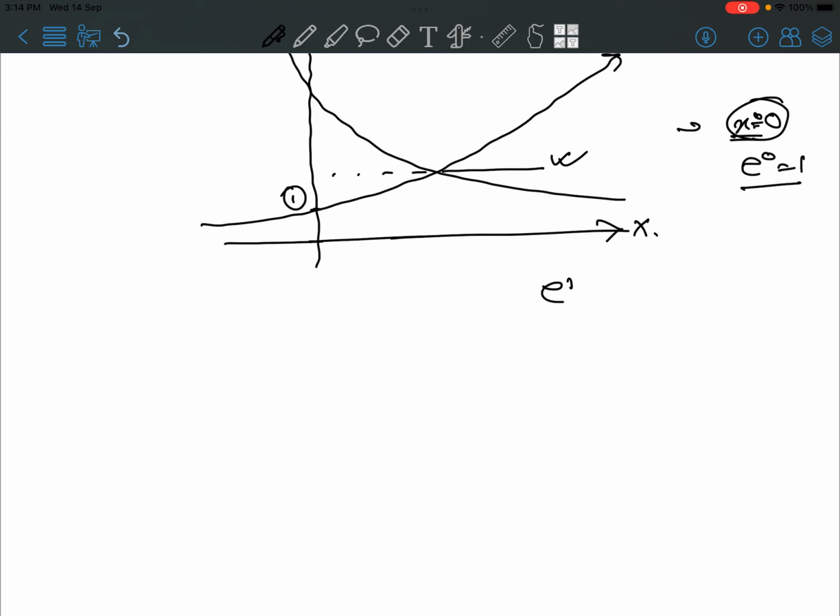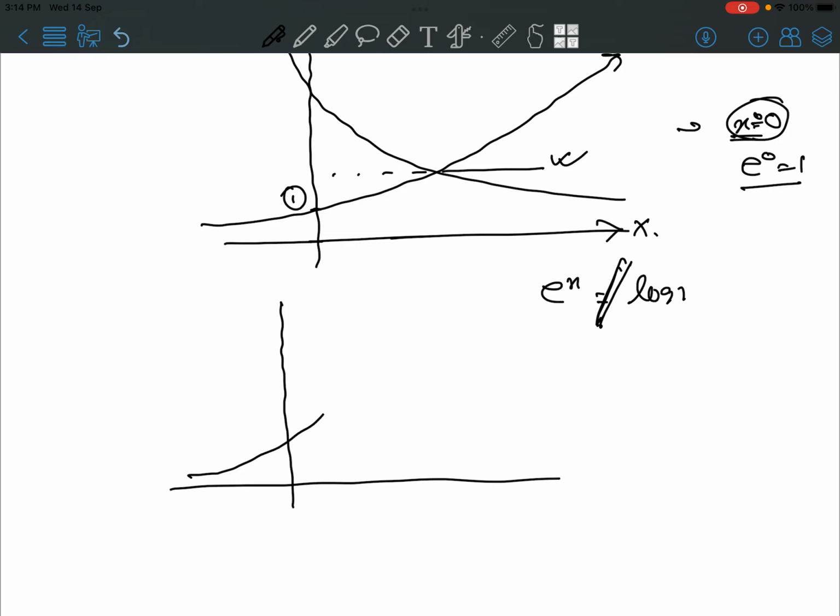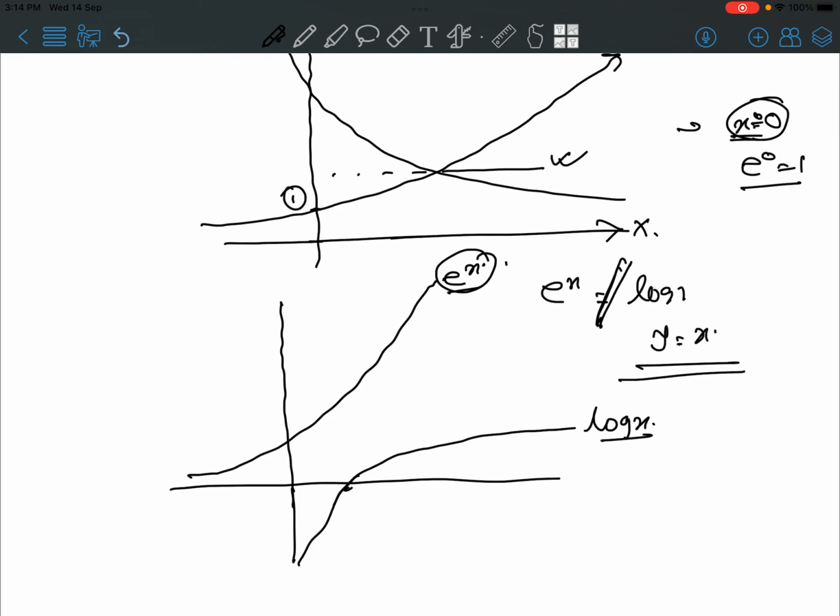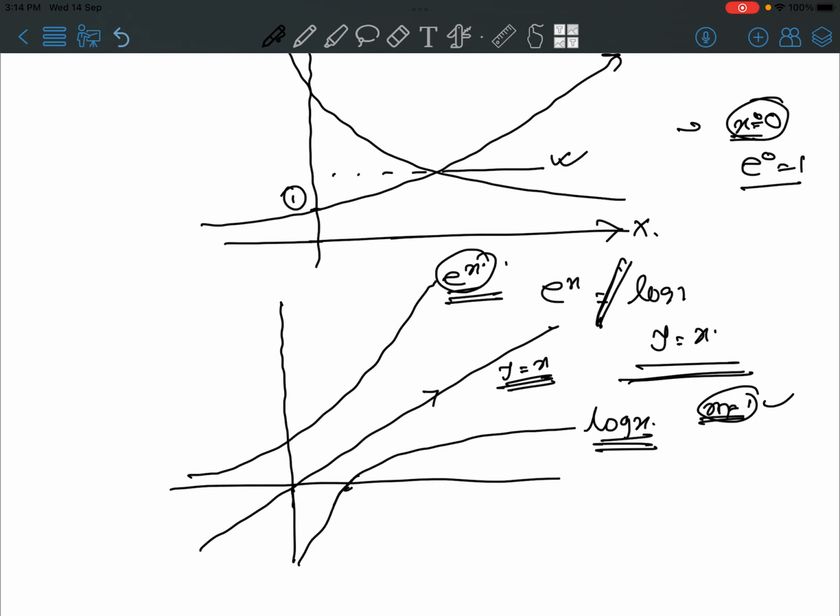Now in case we have e^x and log x, what will be the representation of the graph? e^x is like that, and the log x graph is like this. Now if y equals x, then what will be the graph? This will be the graph because m equals 1. So this is the graph of e^x, this is the graph of log x, and this is the graph of y equals x.